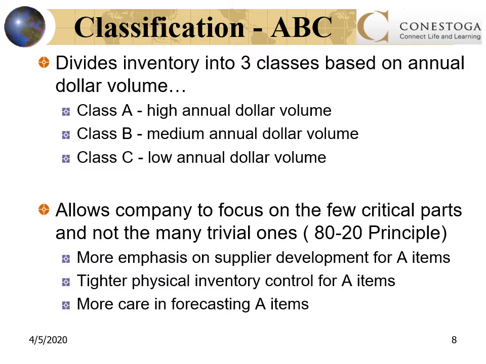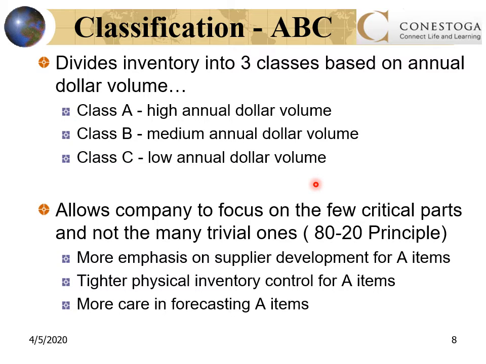Now we normally do a method of classification called the ABC method. This method is very effective for focusing on the inventory which we are having. Class A refers to the high annual dollar volume, class B refers to the medium annual dollar volume, and class C refers to the low annual dollar volume.